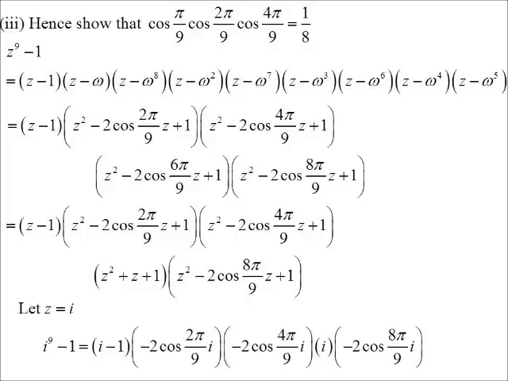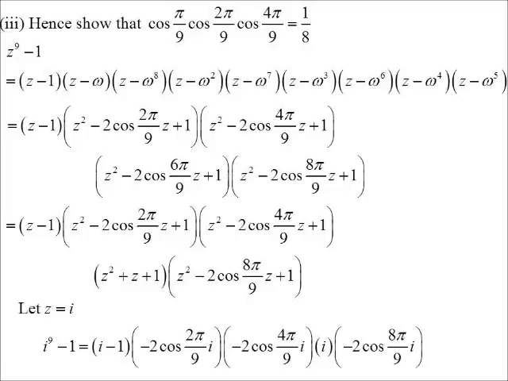So subbing in, I get i to the power of 9 minus 1 is equal to i minus 1. The i's have disappeared in the first one, leaving me with just minus 2 cos 2 pi on 9 i, minus 2 cos 4 pi on 9 i. Z squared plus z plus 1 just becomes i. And then the last parentheses, minus 2 cos 8 pi on 9 i. All right.